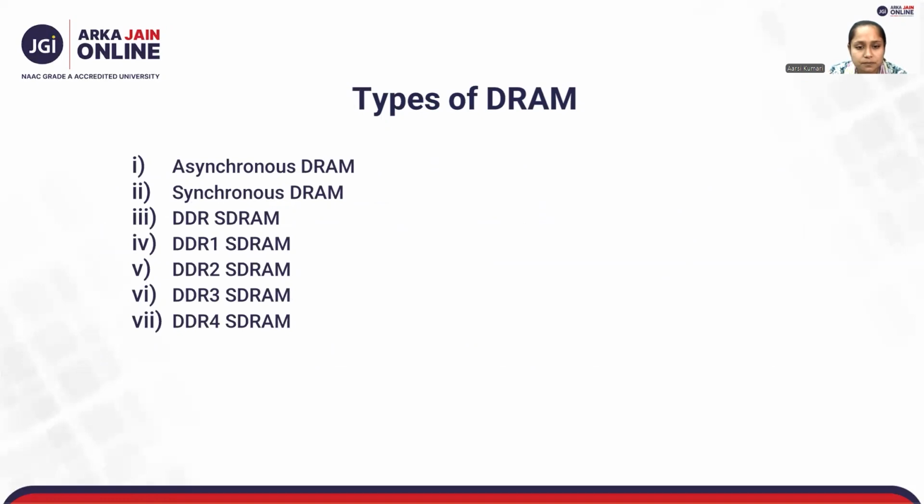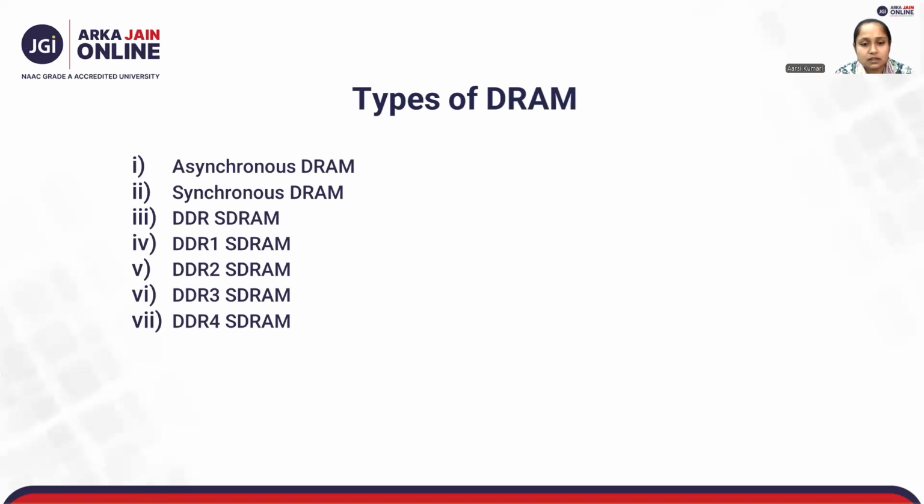Types of DRAMs: asynchronous DRAM. This type of DRAM is not synchronized with the CPU clock. So the drawback with this RAM is that the CPU could not know the exact timing at which the data would be available from the RAM on the input-output bus. The limitation was overcome by the next generation of RAM, which is known as synchronous DRAM.